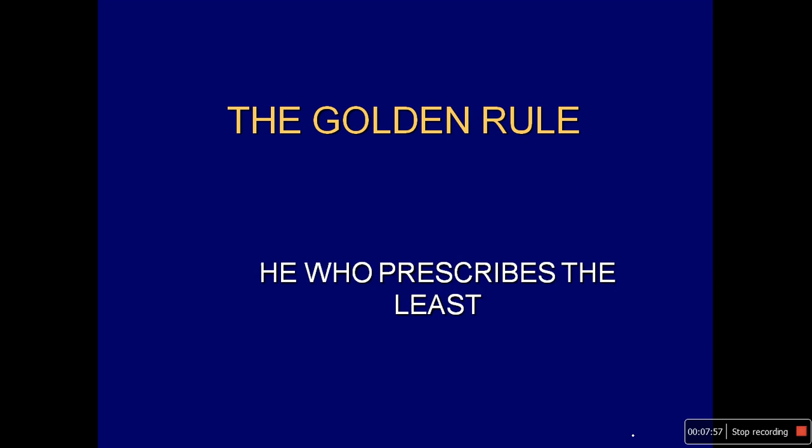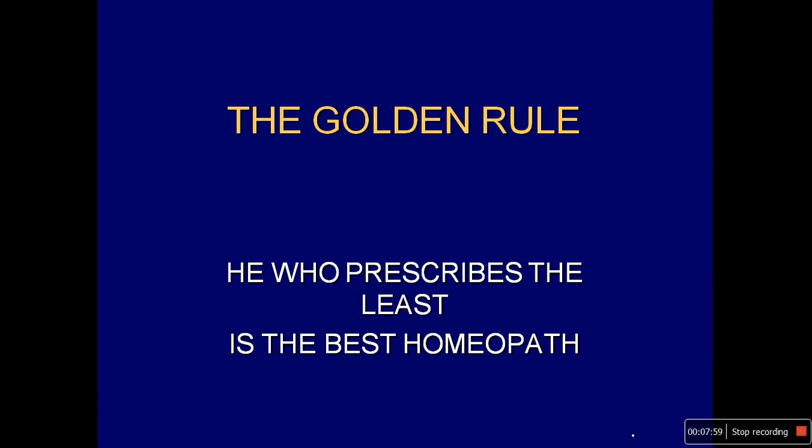Now what is the golden rule? One of the most important slides and one of the most important aspects to understand acute. The golden rule: he who prescribes the least is the best homeopath. Mind you friends, prescription is not important. आपको पता होना चाहिए कि कब प्रिस्क्राइब करना है और कब प्रिस्क्राइब नहीं करना है. When you know when to prescribe and when not to prescribe, you are the best homeopath.